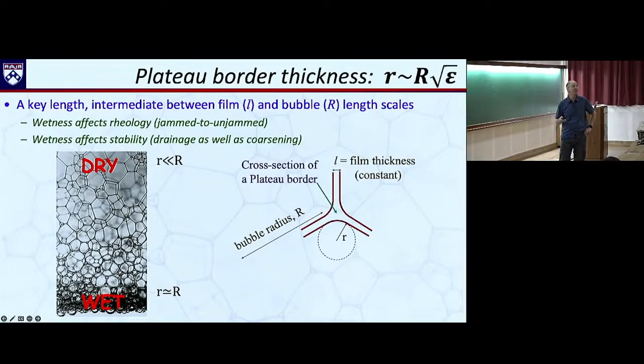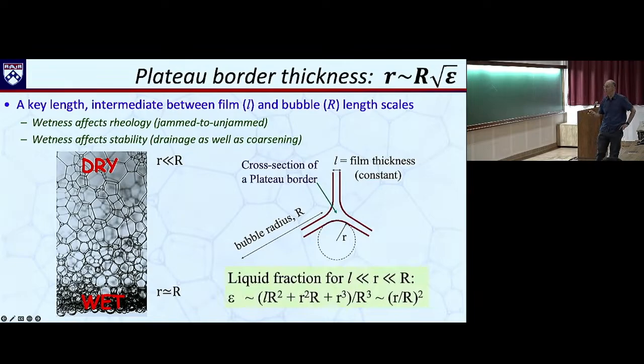So what we're going to do is we're just going to count. We're going to add up the volume of the three structural elements. How much liquid volume is in a film? How much liquid volume is in a border? How much liquid volume is in a vertex? And divide that by the bubble volume, and that'll give us an estimate for the liquid fraction. And that's where this equation comes from. So here's how that works. Okay, so liquid fraction is the total volume of liquid in a cell, around a cell, divided by the cell volume.